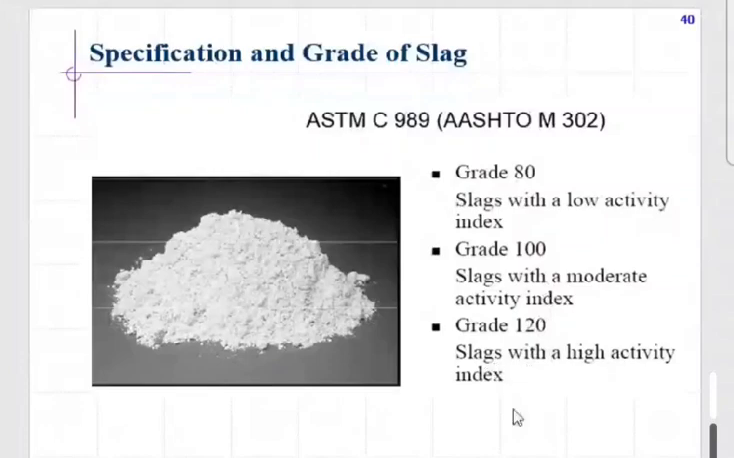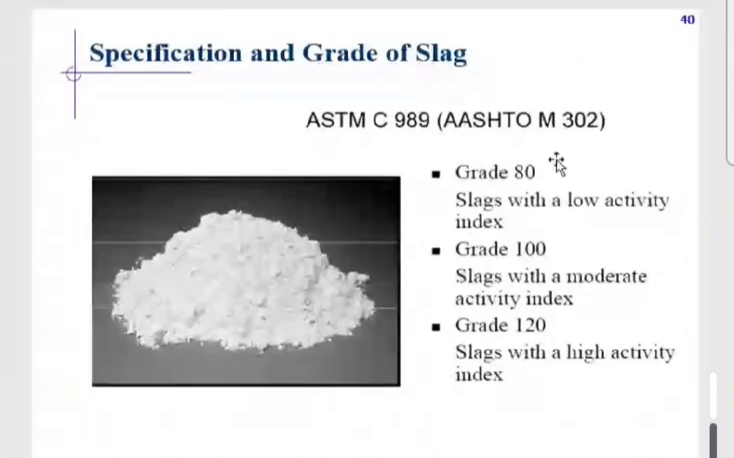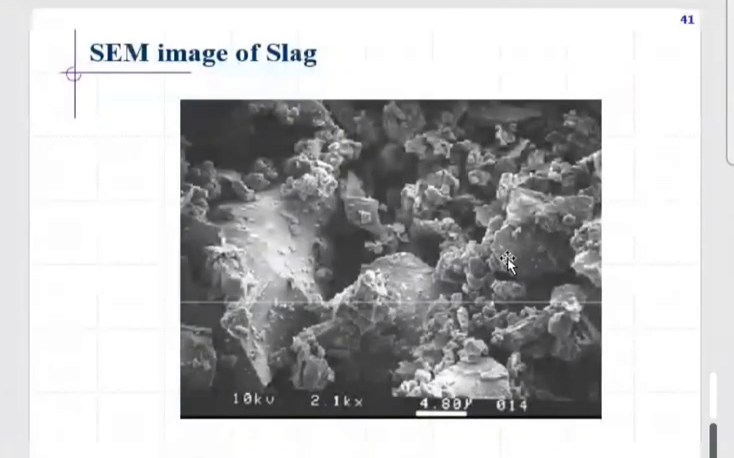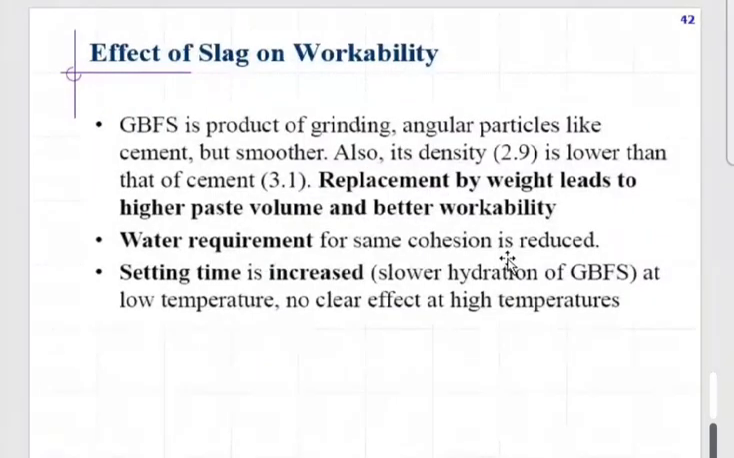Grade 120 has a very high activity index, but it is finer. As you increase the grade, the fineness is more. As you reduce the grade, the fineness is lower. So this is the major difference between these 3 grades. This 80, 100, and 120 means the fineness is different. This is its SCM. You find it is more like a rock-like structure. Aggregates, a very irregular type of structure is there.